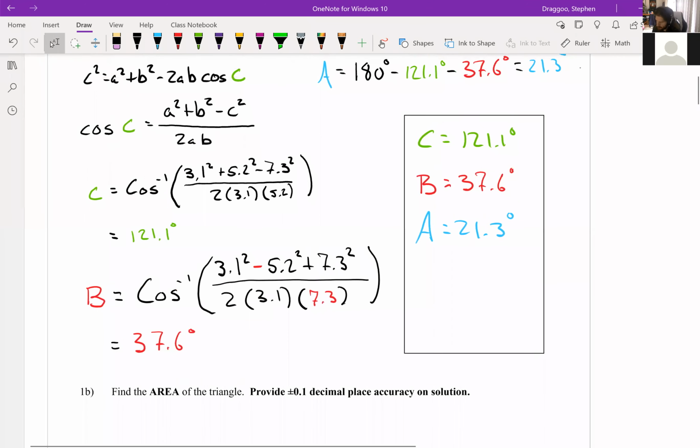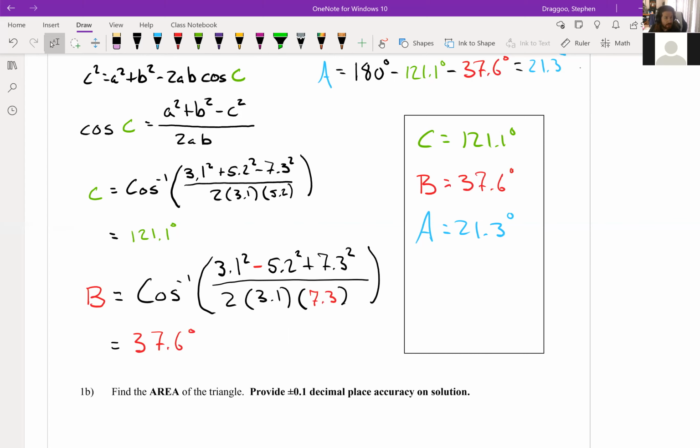Alternatively, instead of doing the 180 minus the sum of the other two, we could have done yet another arc cosine function to get A. This time just making the 3.1 squared negative and having 5.2 and 7.3 in the denominator.